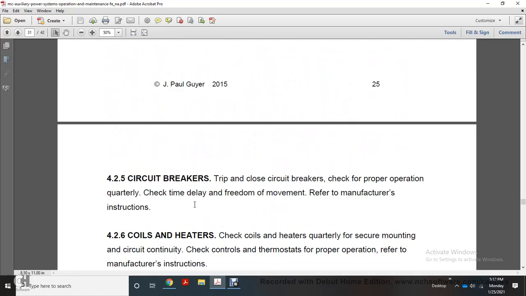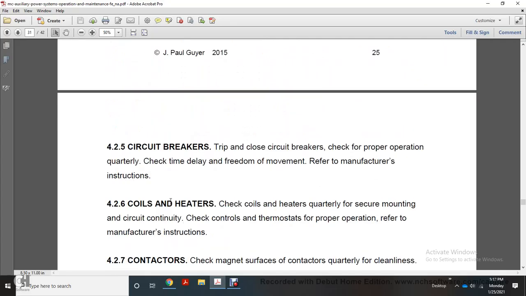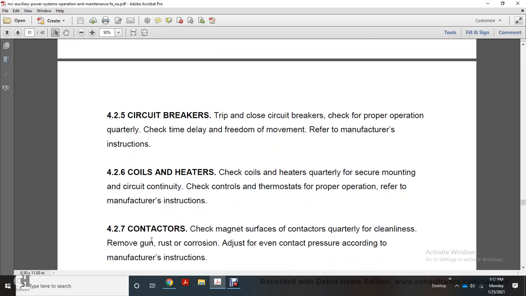Circuit breaker: check the trip and the circuit breaker for proper operation. Quarterly, check the time delay and the freedom of movement. Refer to manufacturer instruction. Coil and heaters: check the coil and the heaters quarterly for secure mounting of the circuitry. Check continuity. Check the thermostat control for proper operation. Refer to the manufacturer instruction.